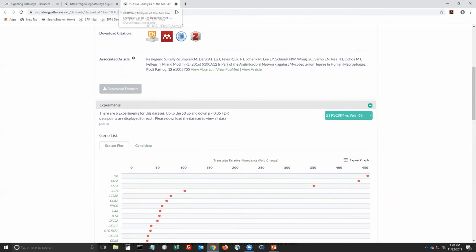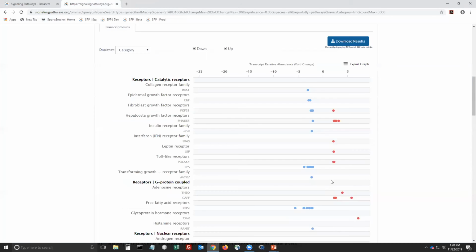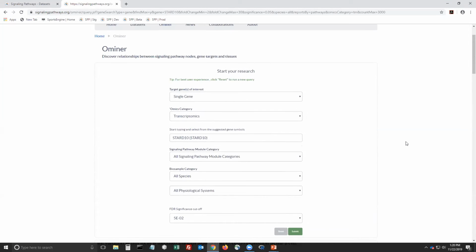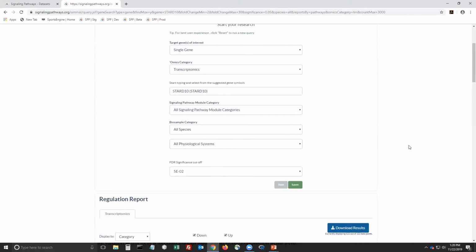All right. Let's go back to our page here. So that was showing you evidence of the transcriptomic regulation of STARD10.